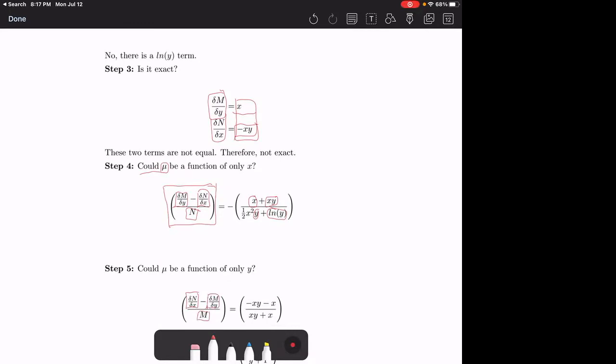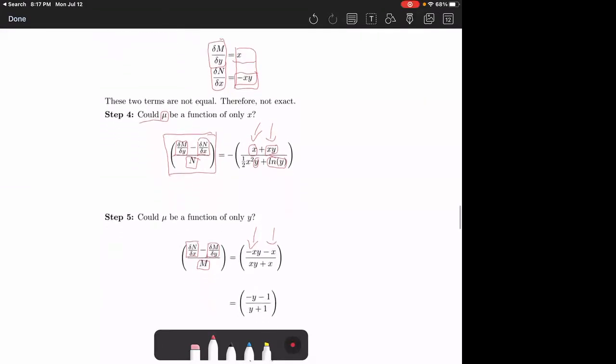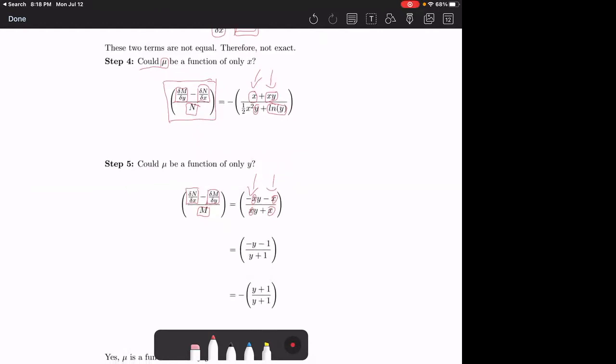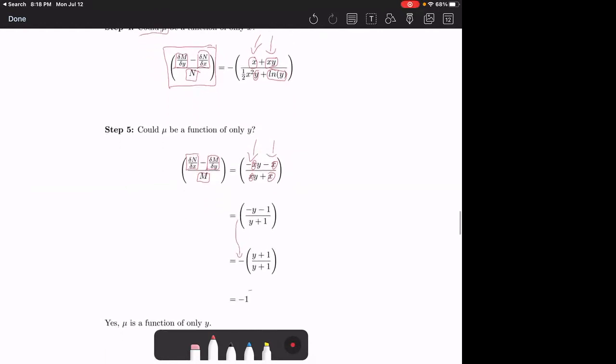Well, we know ∂N/∂x and ∂M/∂y. They're the same things they were up here, just flipped around this time. So we get -xy - x, and M is xy + x. This does actually simplify. There's a common x term that's going to cancel out everywhere. And then we can factor out a -1, and we get that the answer is just equal to -1.